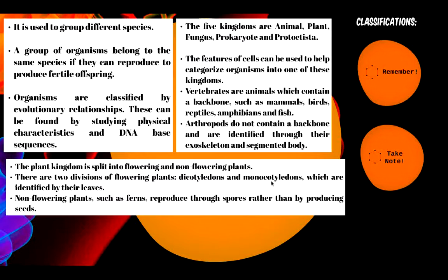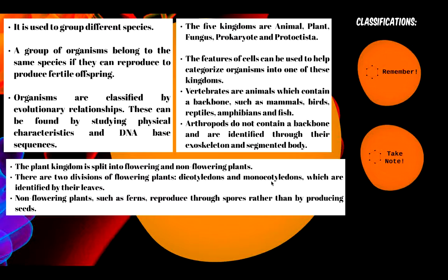A group of organisms belong to the same species if they can reproduce to produce fertile offspring, and organisms are classified by evolutionary relationships. This can be found by studying physical characteristics and DNA-based sequences.